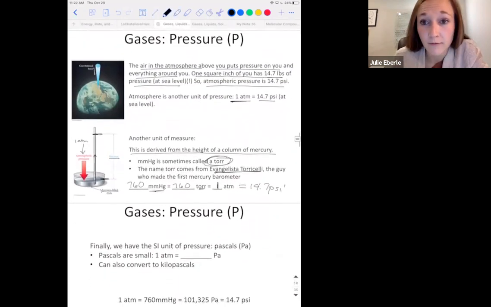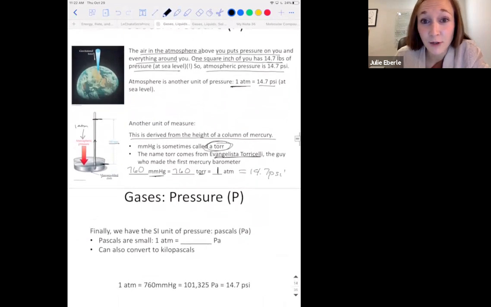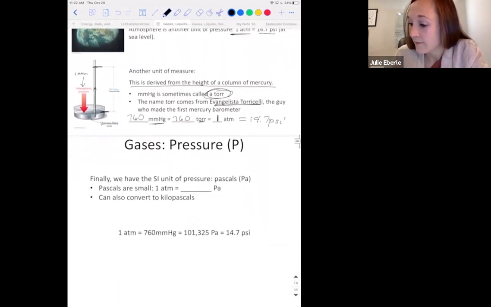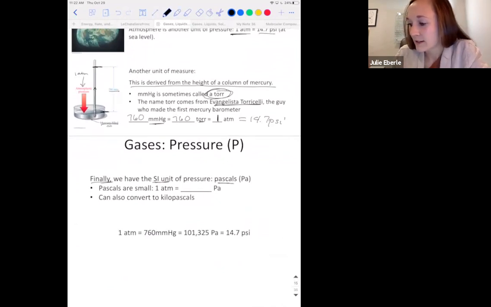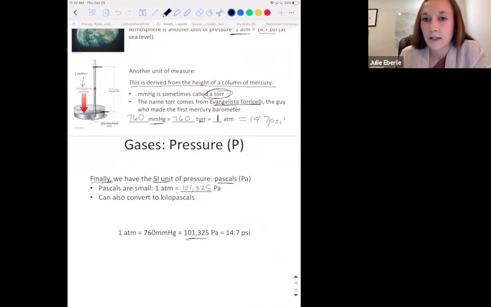And you thought we were done, but we're not. I told you there's a lot of units for pressure. Finally, though, I will tell you, this is the last one. We have the SI unit because we have to have an international way to communicate pressure. And we call it the Pascal. Pascals are the smallest. So 1 atm, here's our number down here, is 101,325 pascals.